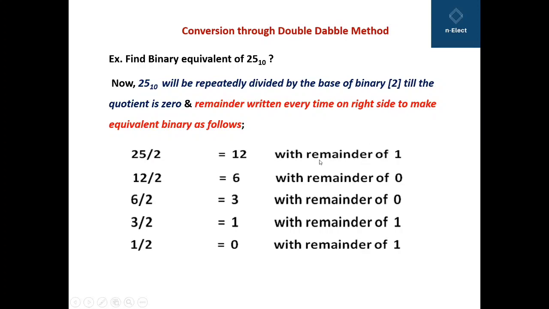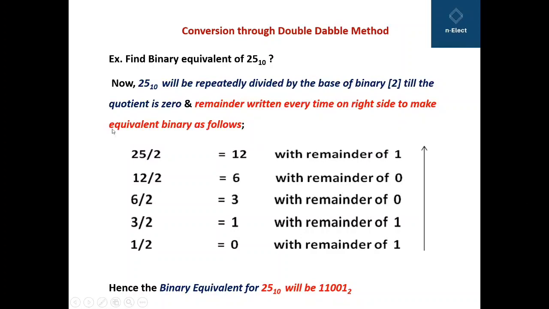And now all these remainders which I am getting, I will have to take in an upward direction. So the number formed will be 11001, and therefore I can write, hence the binary equivalent for 25 decimal will be 11001 binary. So this is the method which is called the double method.